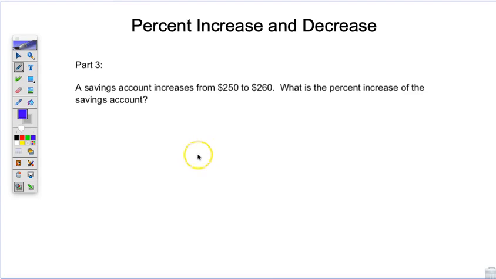Let's take a look at one more example. A savings account increases from $250 to $260. What is the percent increase of the savings account? So again, in the numerator, let's find the difference between the two numbers. That should always be positive. So it's the larger number subtracting the smaller. And we are going to divide by 250 because that's what we started with.